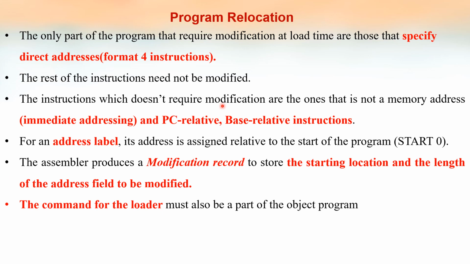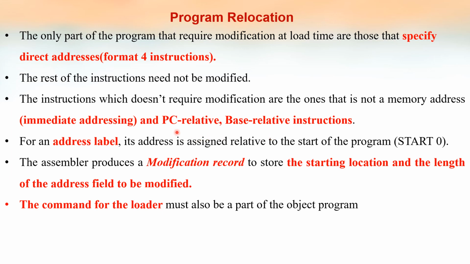The other instructions, like immediate addressing, where the immediate value is given, have no memory referencing. Relative addressing, such as PC relative and base relative, also does not require modification, because in such instructions the operand field is not a memory address. It is a displacement, which means the target address is calculated using this displacement. If it is PC relative, it is plus the content of PC, and if base relative, plus the content of the base register.